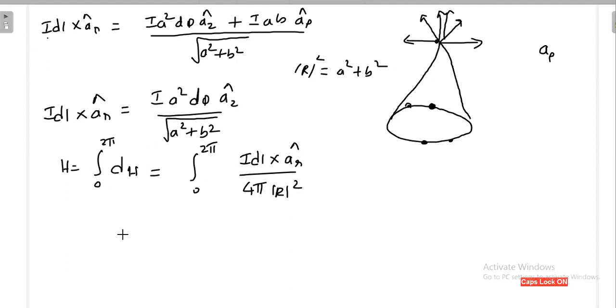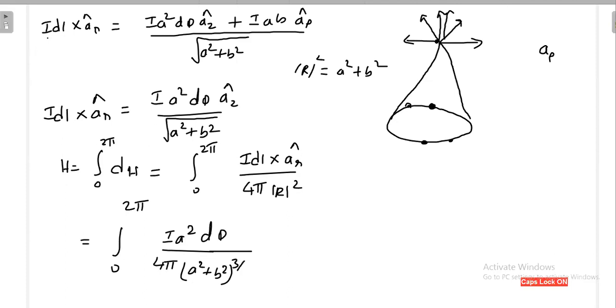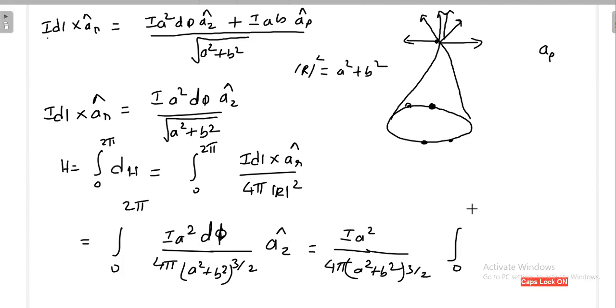Once you substitute all the values, you get the integral from 0 to 2π of I a² dφ divided by 4π (a² + b²)^(3/2), in the direction a_z cap. Now, the integration is with respect to φ, so all the constants you can take outside: I a², and 4π (a² + b²)^(3/2). Then 0 to 2π dφ, with the direction a_z cap.